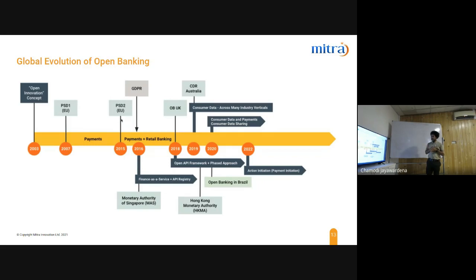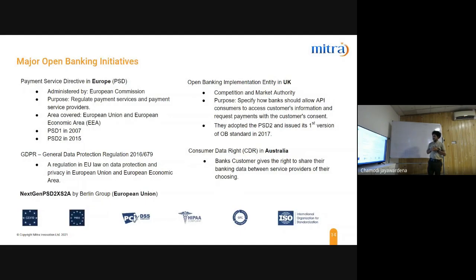The second one is open banking in the UK. The UK came up with their open banking standards in 2018. Australia has the Consumer Data Rights standards in 2019. So based on those standards, in their countries, they should expose their APIs. So these are the key ones. Further, other specifications came out in Singapore, Hong Kong, Brazil, and different countries.